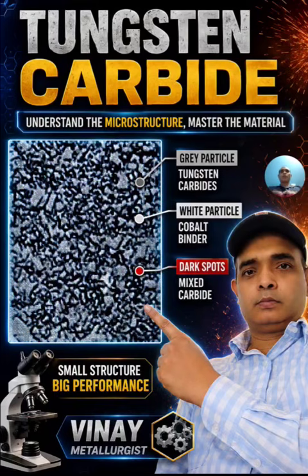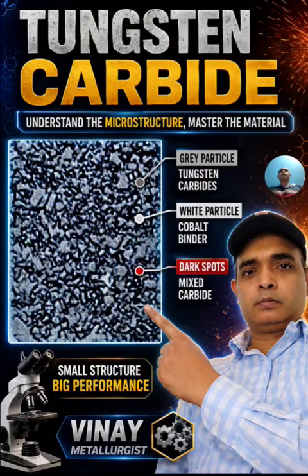Now, inspection methods are common. Inspection methods include optical microscopy, scanning electron microscopy, image analysis, hardness testing, density measurement, magnetic saturation, and coercivity measurement. These tests confirm whether the material has been manufactured correctly.